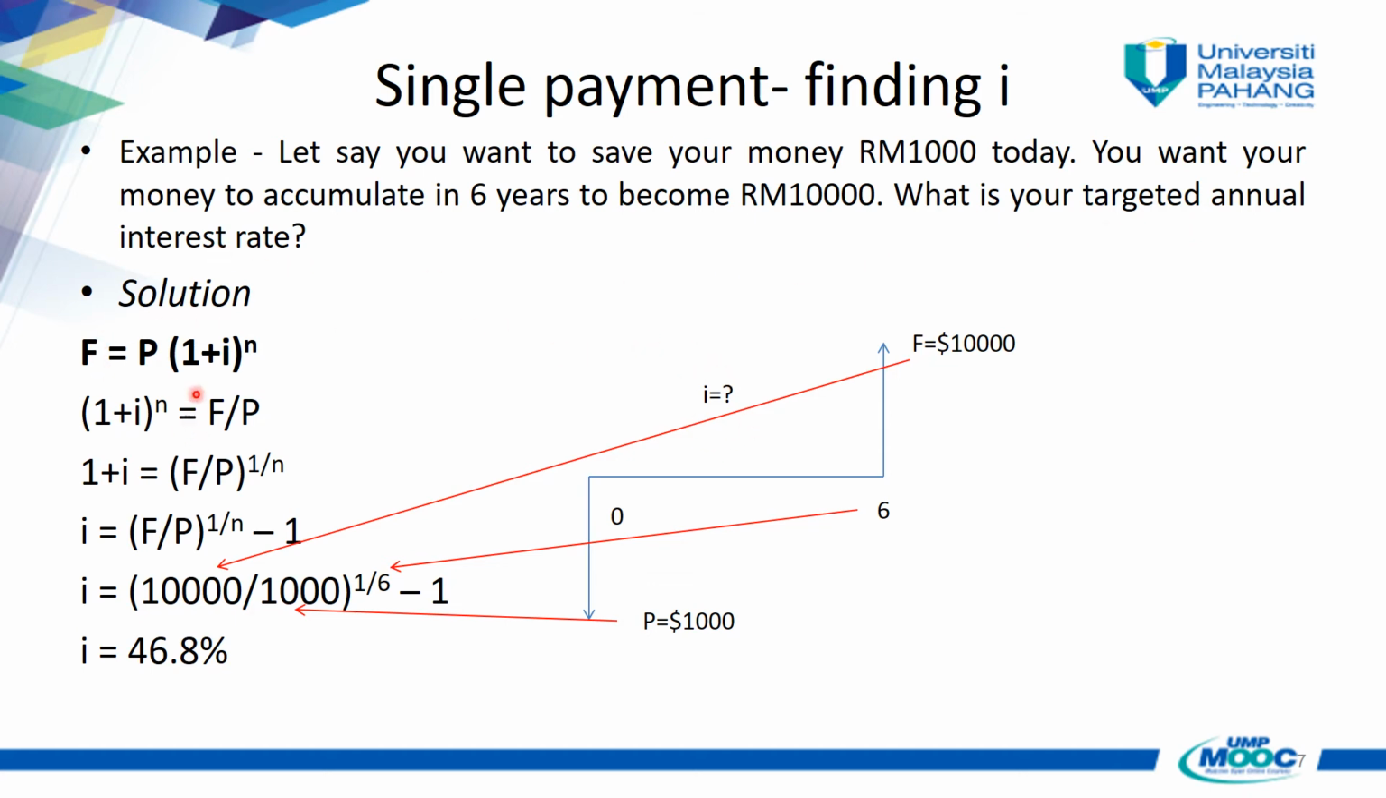Okay, we use the same solution here. F equivalent to P multiplied by 1 plus I at n years, and then we get the I formula equivalent to F over P to the power 1 over n minus 1, and then we insert our future value, and then our present value, 1,000, at 6 years. I will see that our I will become 46.8%. Okay, 46.8% interest rate if you want to accumulate your money from 1,000 to 10,000 in 6 years.